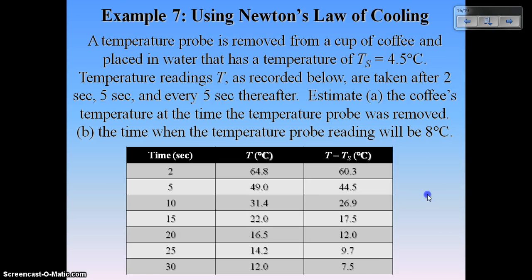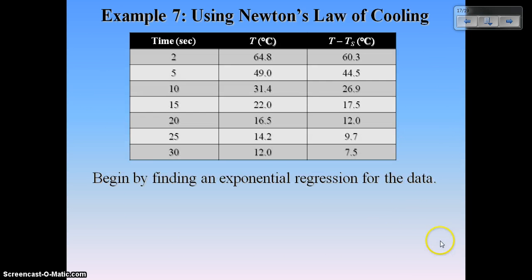So what I'm going to do is I'm going to take my calculator and I'm going to ignore this right here. And if you're wondering how I got these, it's this minus 4.5. Remember the surrounding temperature was 4.5. And I'm going to take this for my x's, I'm going to take this for my y's, and I'm going to put that into my calculator, and I'm going to do an exponential regression. So if you want to pause the video now and do that, you can. This is what I got.